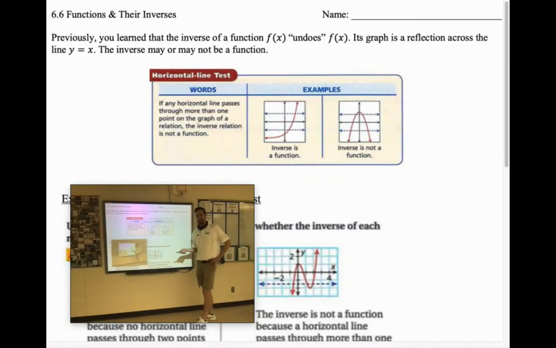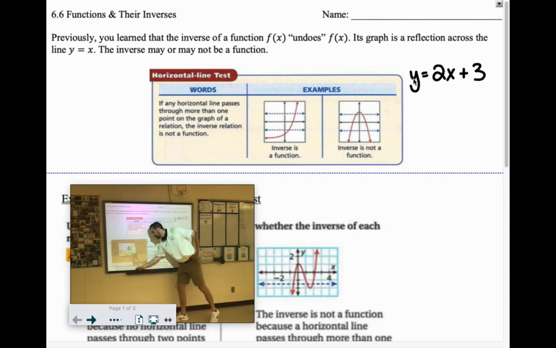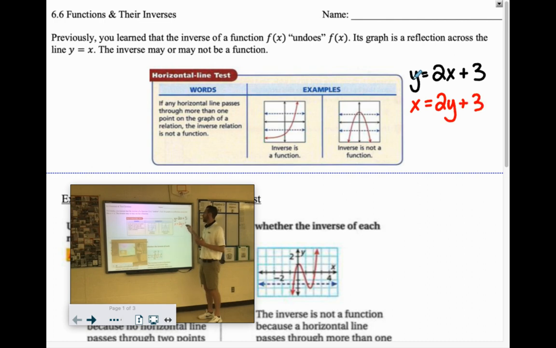So we've done inverse functions before. We would have equations like y equals 2x plus 3. And to find the inverse, you would swap the x and the y, and then you would solve for y. You would get y alone again.